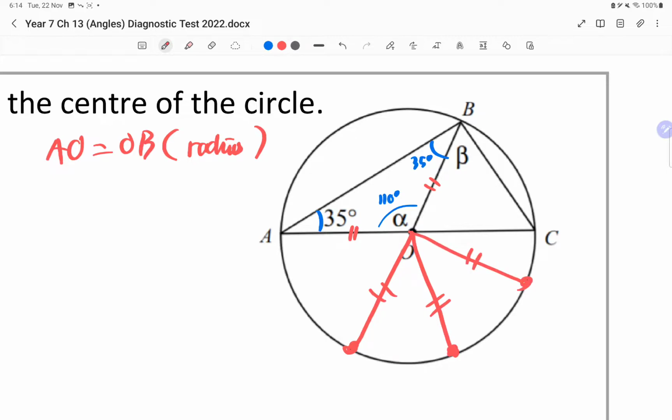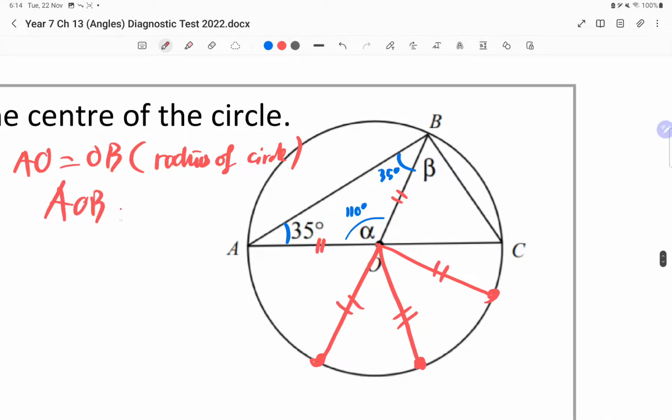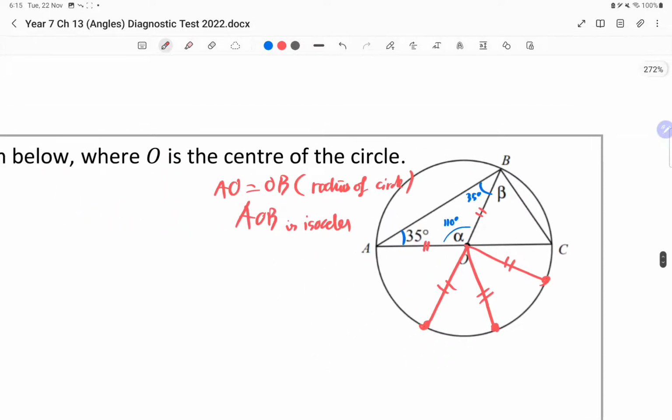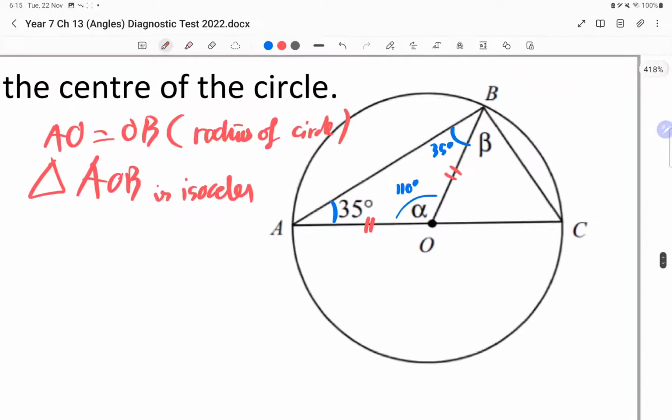So when you see a circle and one of the points is a center, watch out for radius of the circle. AO and OB are equal because they're radii of a circle. Okay? Because these two are the same, that's why AOB is an isosceles triangle. If you don't say AO equals OB, radius of the circle, you won't get the mark for triangle AOB being an isosceles triangle, because you're just playing it by ear. You're not actually giving a reason. So how would we find beta?